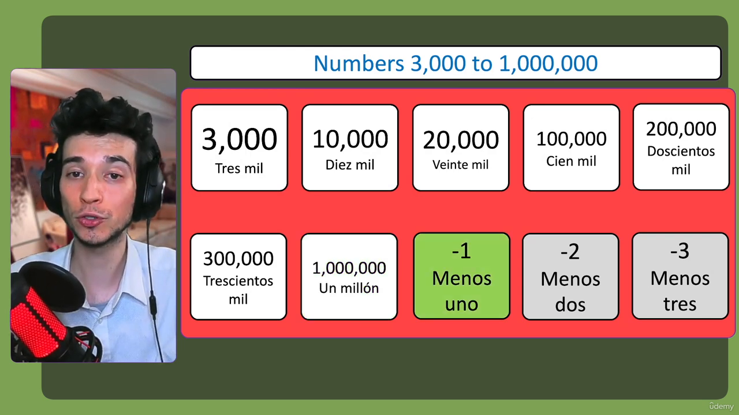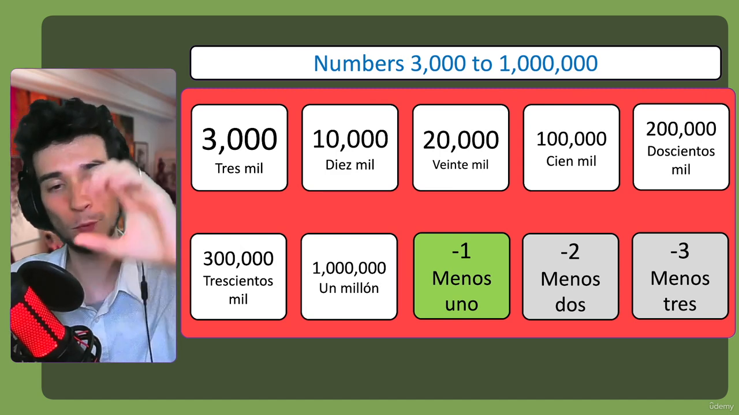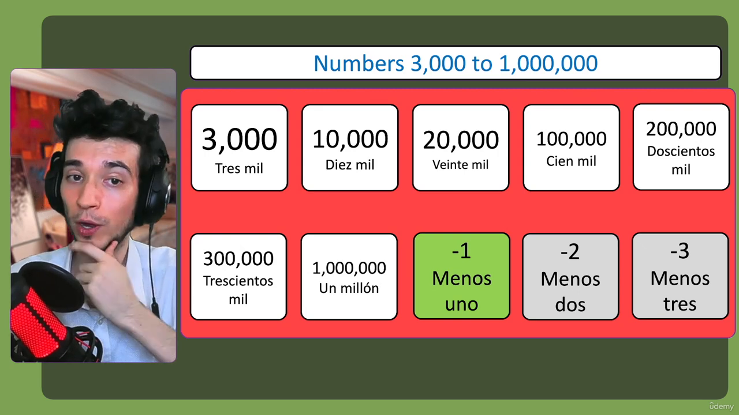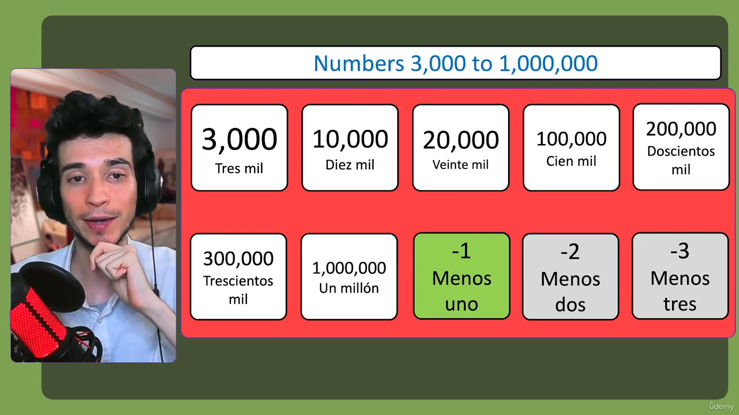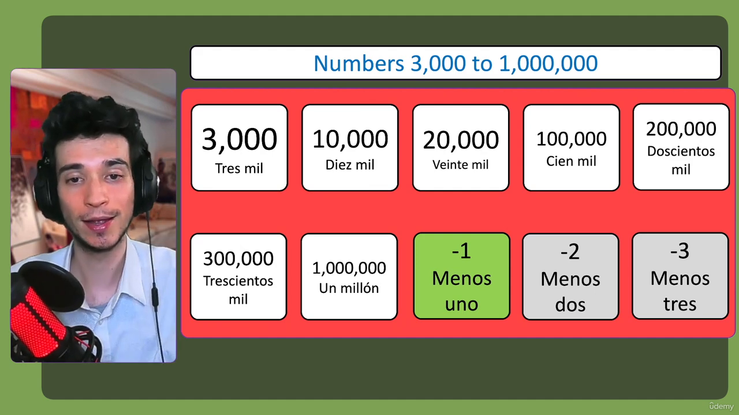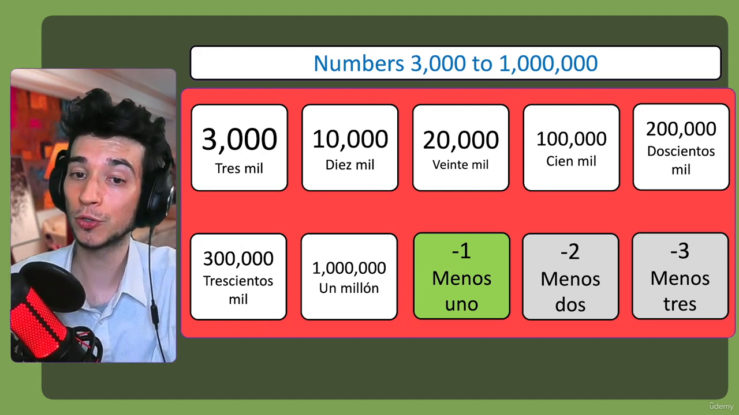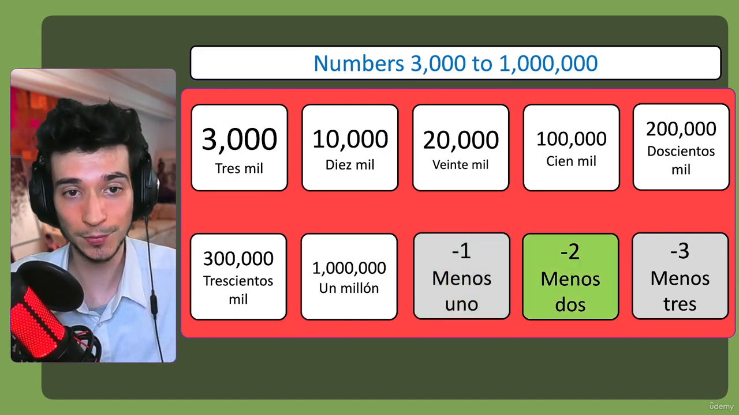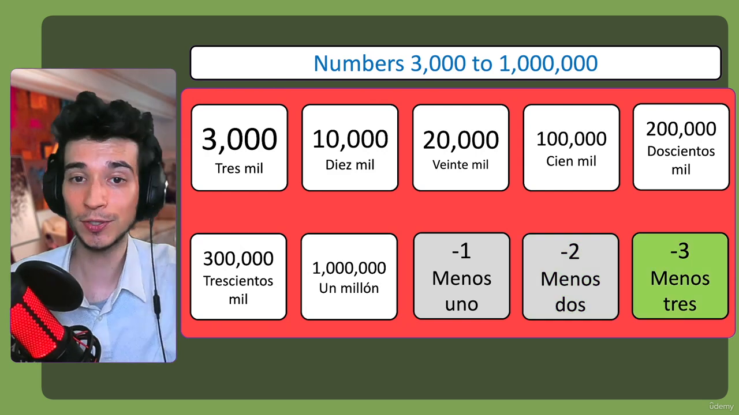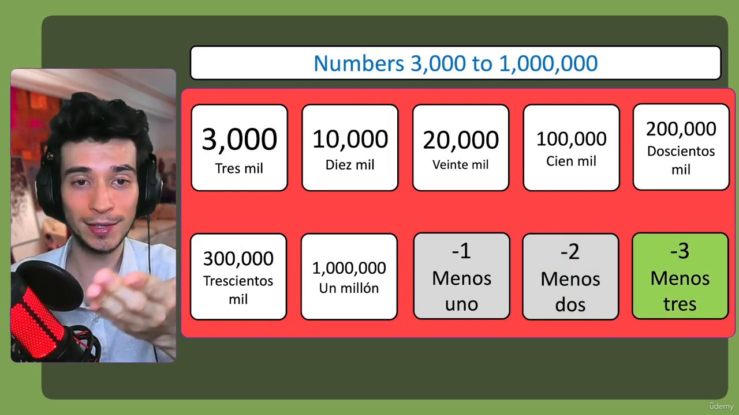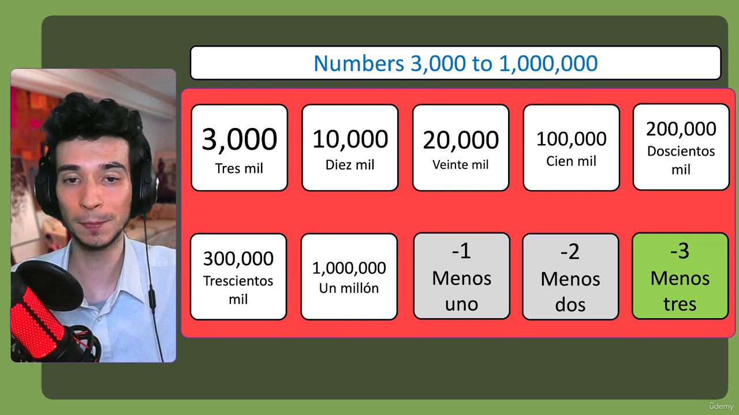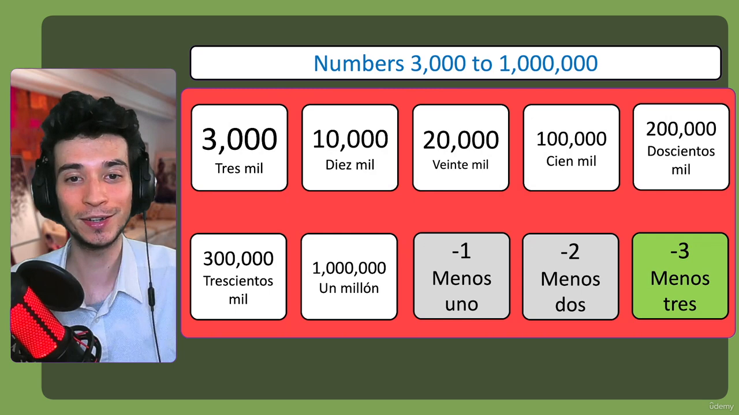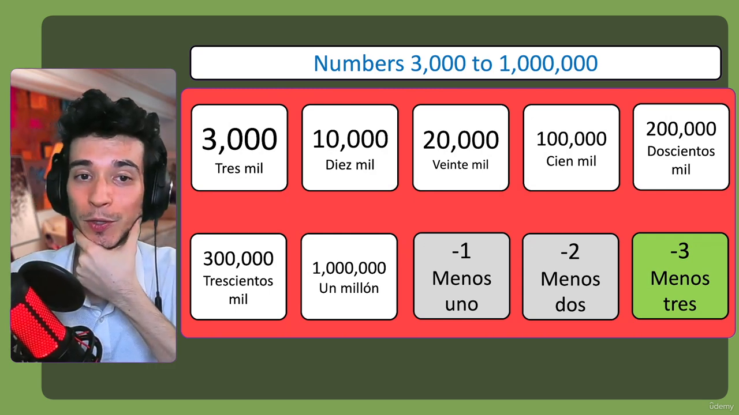And here we have menos uno. So after 0, of course, you also have negative numbers. So in English, you would say -1, -2, -3. In Spanish, we just say menos uno, menos dos, menos tres. You basically just put the same numbers we just learned and say menos before. Menos 3,000, menos 1,000,000. So yeah, this is how it works.